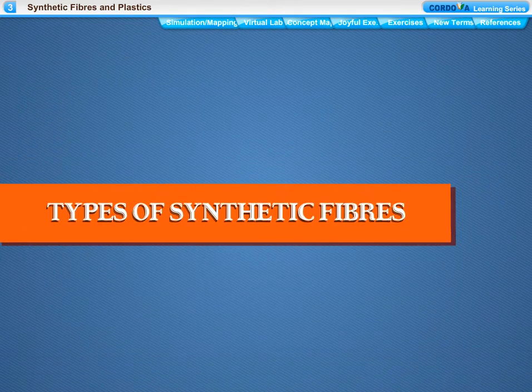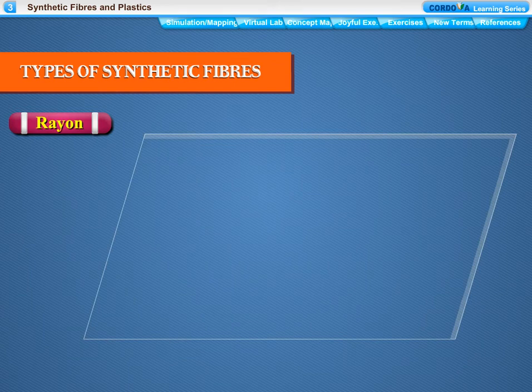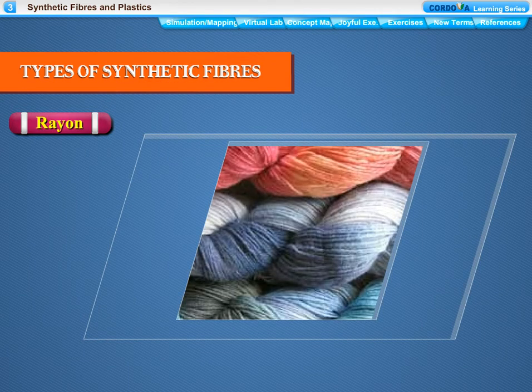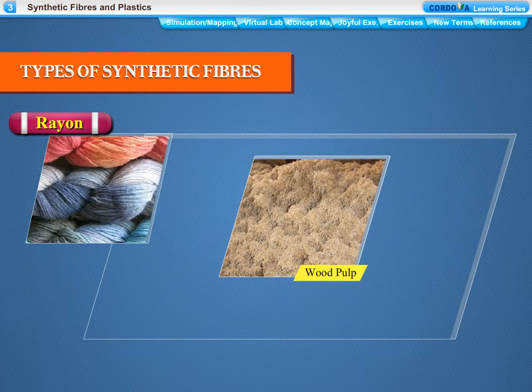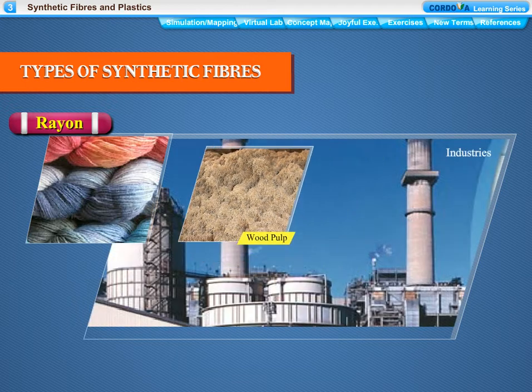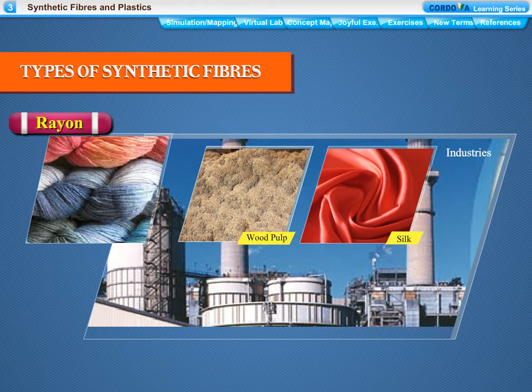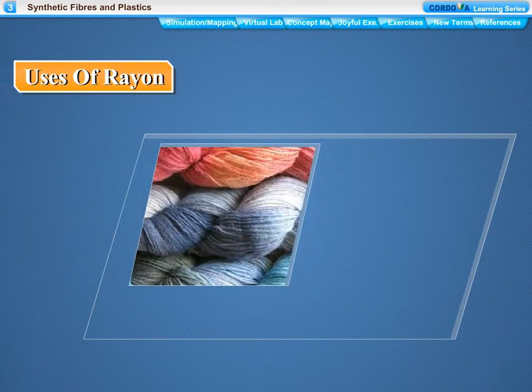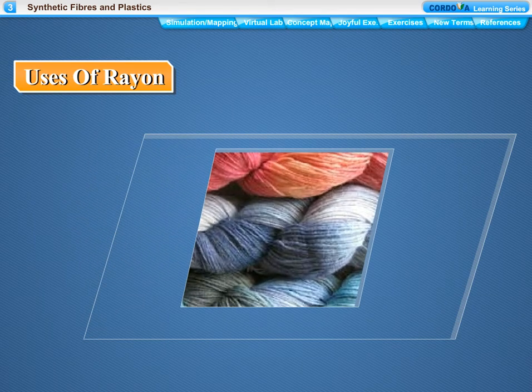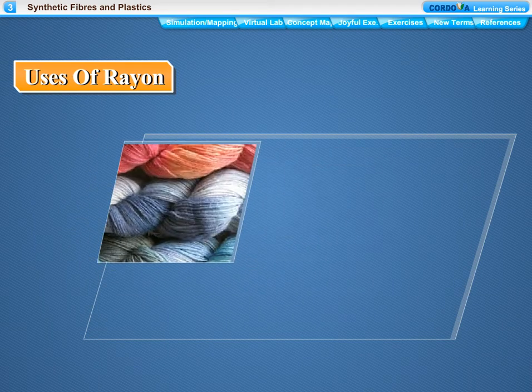Types of synthetic fibers. Rayon. It is a synthetic fiber prepared from cellulose obtained from wood pulp by various chemical processes in industries. It resembles silk in appearance and hence is also called artificial silk. Uses of rayon. Rayon is used in the textile industry for making fabrics.